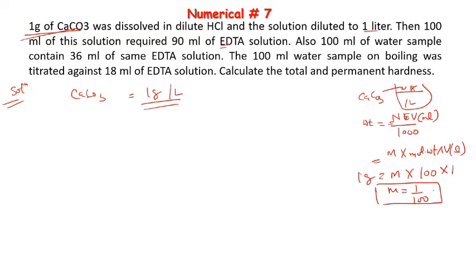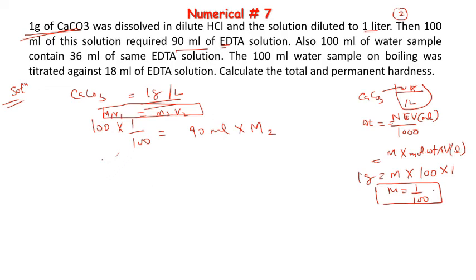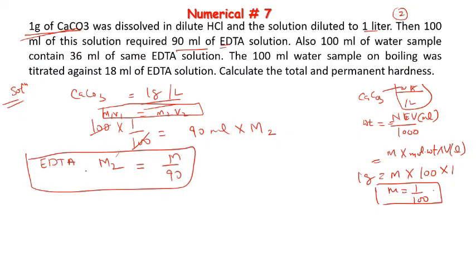Now we know the strength, the concentration, for this calcium carbonate, and the second part of this numerical says 100 ml of this M by 100 solution. Now we apply the M1 V1 is equal to M2 V2 molarity equation. So 1 by 100 into 100 is equal to M into 90, since it requires 90 ml of EDTA solution, but the molarity of EDTA is not known to us. So here we can calculate it. This will be cancelled out, and the molarity is 1 by 90 molar. In other words, this is the standardization of EDTA. So this is my second part of the numerical.